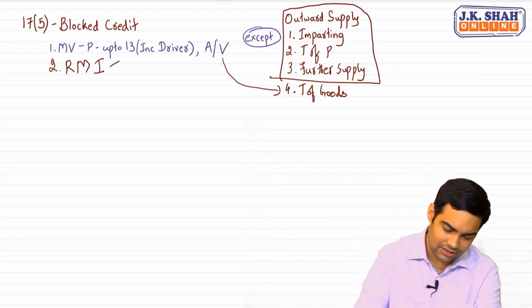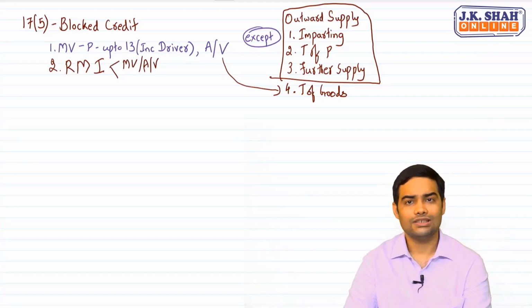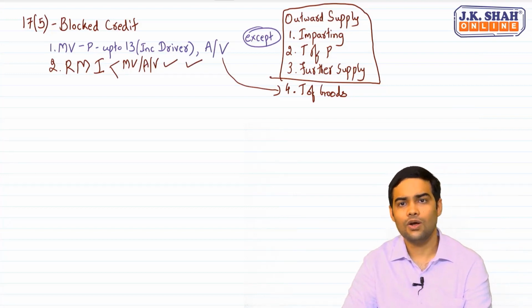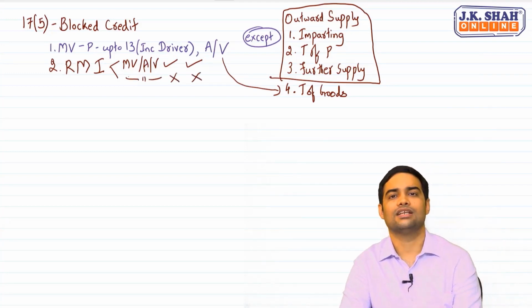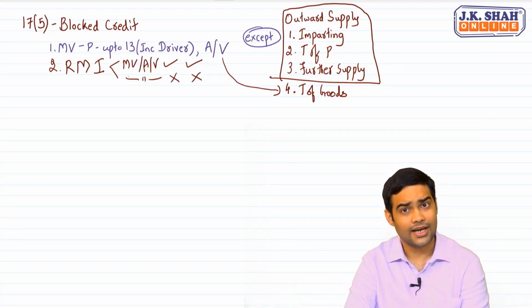It depends on whether motor vehicle is eligible or not. If motor vehicle, aircraft or vessel is eligible, then repair, maintenance and insurance is also eligible. If these are not eligible, in such cases, repair, maintenance and insurance is also not eligible. Clear with this? समझ में आया?